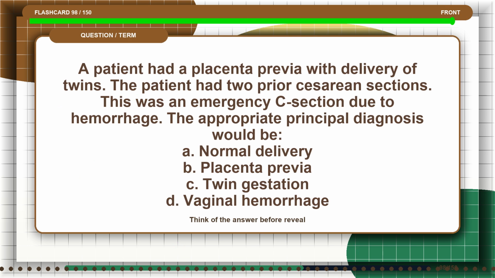Flashcard 98. A patient had a placenta previa with delivery of twins. The patient had 2 prior cesarean sections. This was an emergency C-section due to hemorrhage. The appropriate principal diagnosis would be A. Normal delivery. B. Placenta previa. C. Twin gestation. D. Vaginal hemorrhage. Think of the answer before the reveal.